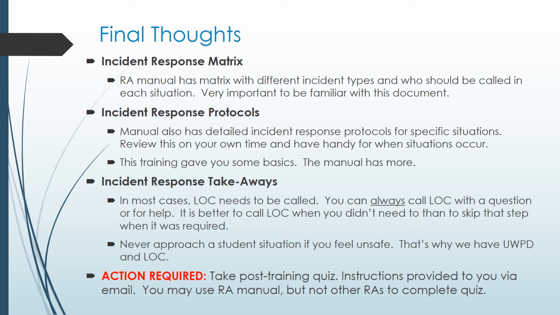And then lastly, this is the final slide of this presentation. We want to draw your attention to, in your RA manual, there is a one-page document called the Incident Response Matrix. And this is a chart that has all the different types of incidents that might occur in the residence halls and apartments and who you need to call in each situation. This is probably the single most important document within the manual with regard to incident response that you should be familiar with. I would even suggest maybe taking a copy, laminating it, and putting it up somewhere in your room, maybe taking it with you when you're on rounds. It's really important as a cheat sheet to know what to do in different situations.